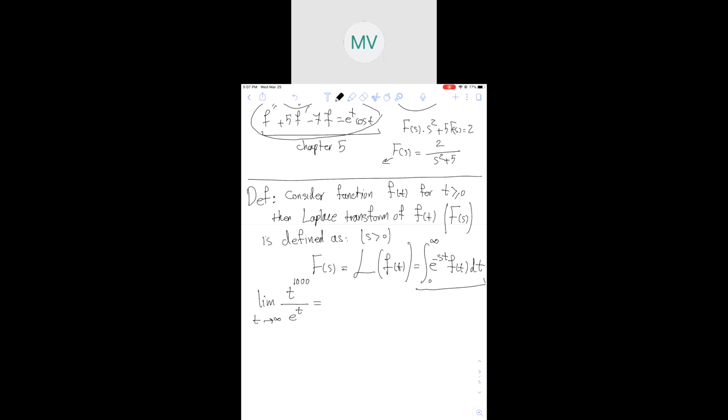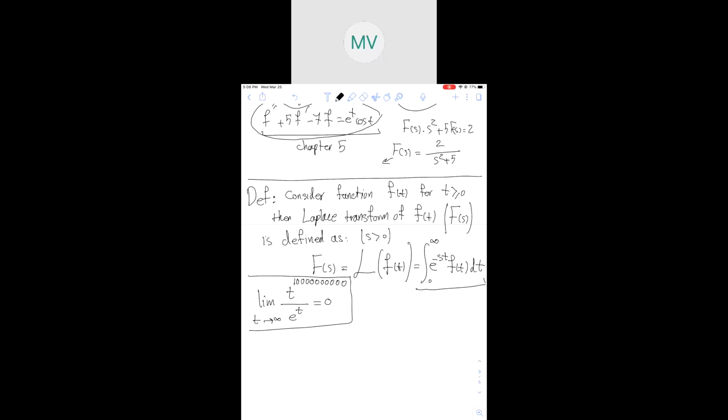The answer is exponential. So some people answering 0, which is correct. That means it doesn't matter what the power of t is. So even if it's 1 billion, the exponential function is still going to beat this function at infinity. For some lower values, maybe up to 100 or 1,000 for t, the power function would beat it, but eventually at infinity, e to the t beats it with a big difference. So no matter what the power of t is, when you divide it by an exponential function, of course, t has to be positive, it's 0, okay?